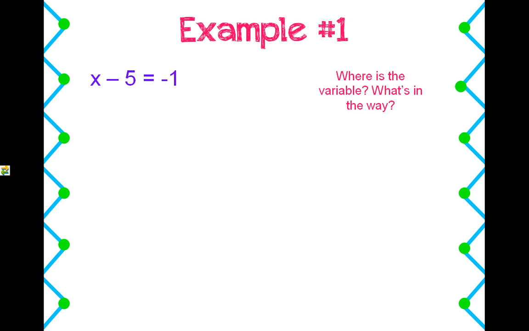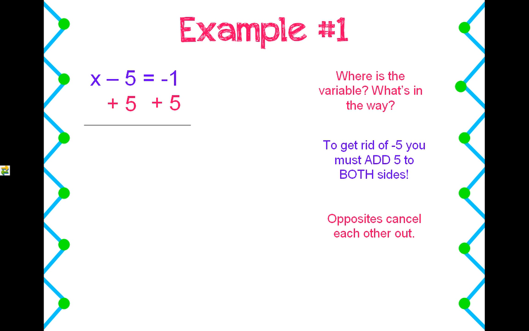So, what is our variable and what's in the way? Well, if you look on this side, x is our variable and minus 5 is in the way. Remember that addition and subtraction are inverse operations. So if it's a minus 5, you'll have to add 5 to get rid of it. And if you add 5 to the left side, you have to add 5 to the right. So, to get rid of it, add 5 to both sides. What you do to one side, you must do to the other.